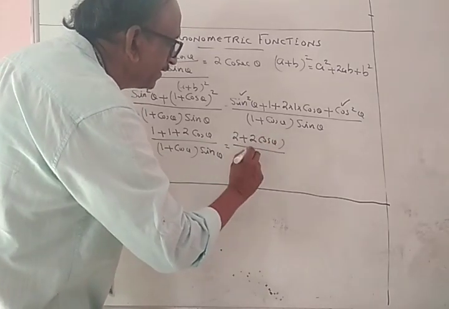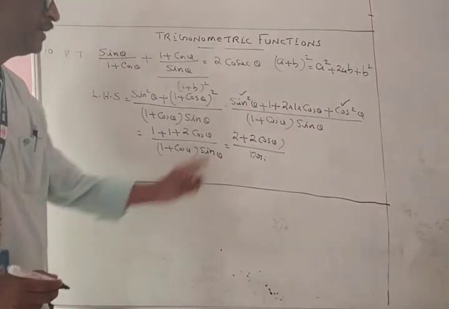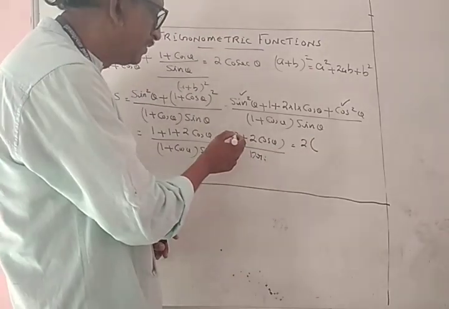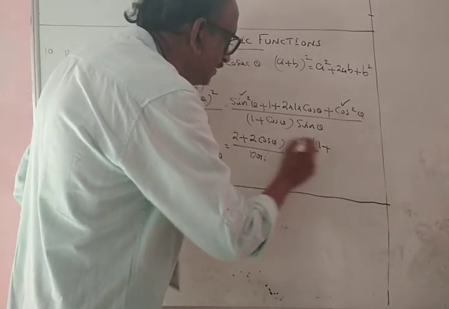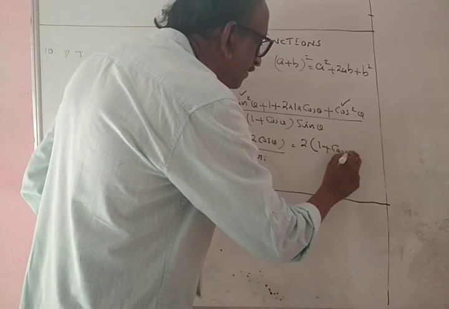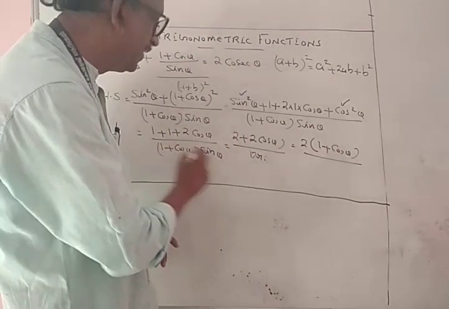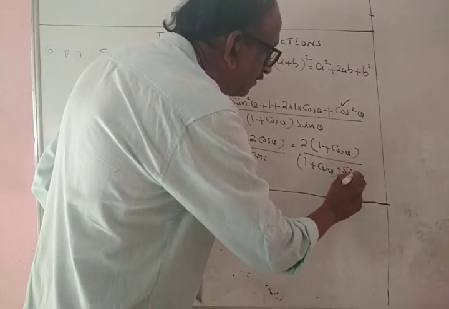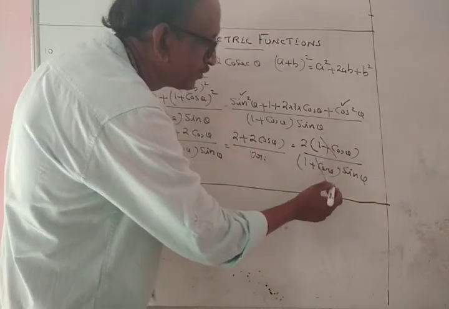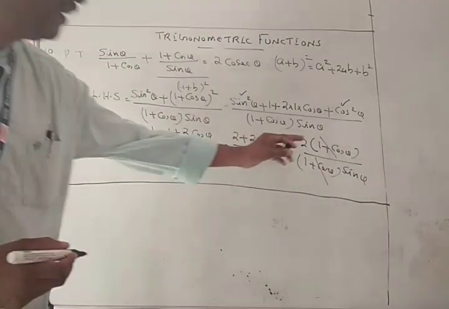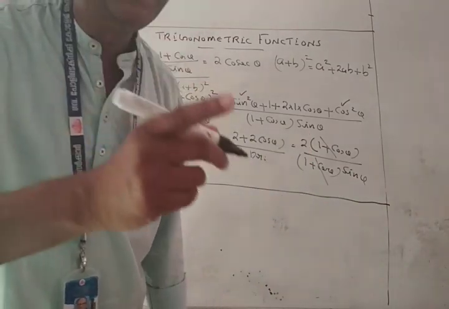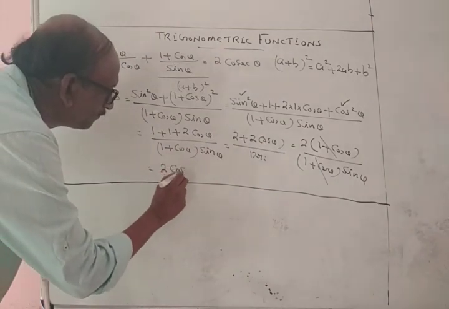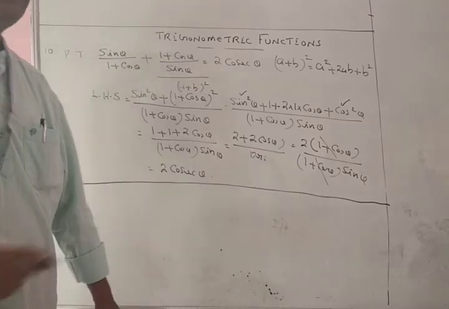By the denominator. Here 2 is common, take 2 outside, 2 into 1 plus cos theta, divided by denominator, 1 plus cos theta into sin theta. 1 plus cos theta, 1 plus cos theta got cancelled. Remaining 2 divided by sin theta. 1 by sin theta is cosec theta. Therefore 2 into cosec theta. This is the right answer.